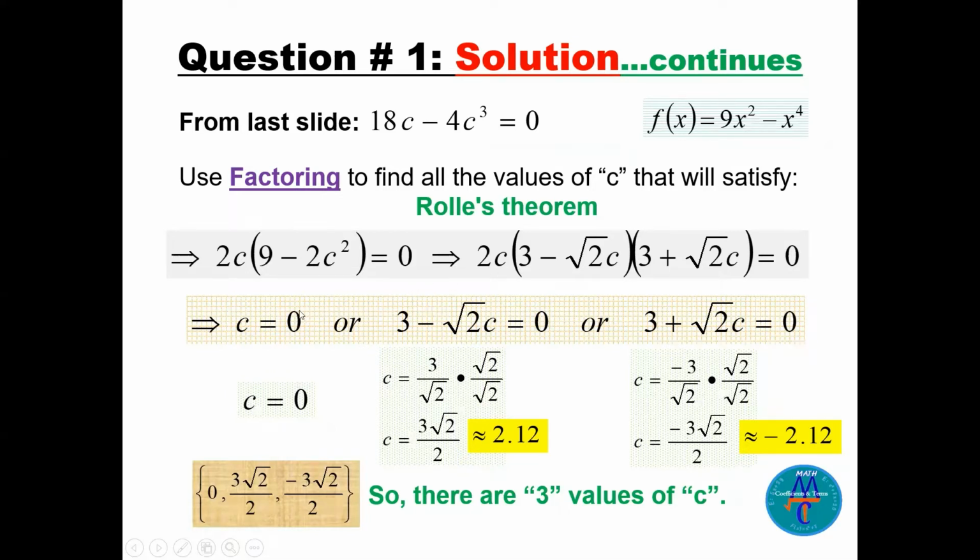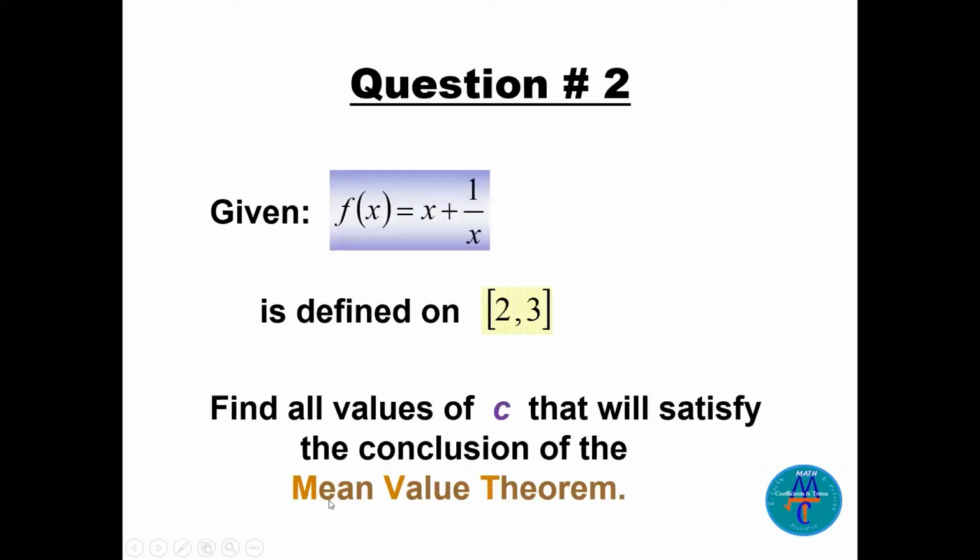So it looks like we have three values for c. c is equal to 0, or 3 minus square root of 2 c is equal to 0. So c will be 3 over square root of 2. When you rationalize, you get 3 square root of 2 over 2. Same thing here, we have 3 plus square root of 2 c is equal to 0. c will be minus 3 square root of 2 divided by 2. So now we have three values for c: 0, 3 square root of 2 over 2, minus 3 square root of 2 over 2.